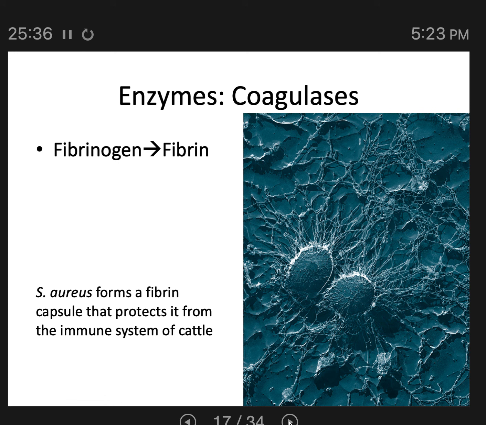I think some students get confused about coagulases because coagulases are good when we produce them, because we produce them at the right time. We produce them to stop us from bleeding from a wound. But when a pathogen produces them, it's causing a blood clot in the wrong place. It's causing a blood clot around the pathogen that protects the pathogen from our immune system.